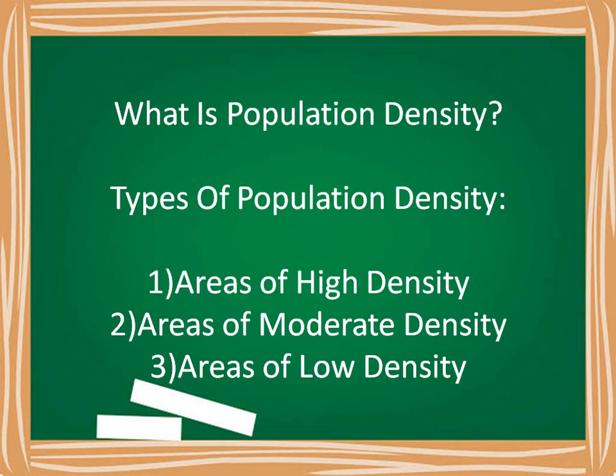What are the types of population density? The main types are areas of high density, areas of moderate density, and areas of low density. Areas of high density: the highest population density has been recorded in the riverine plains of Asia, which occupy only 1 by 5 of the world's land area. The Ganga plains of India, for example, have a dense population.